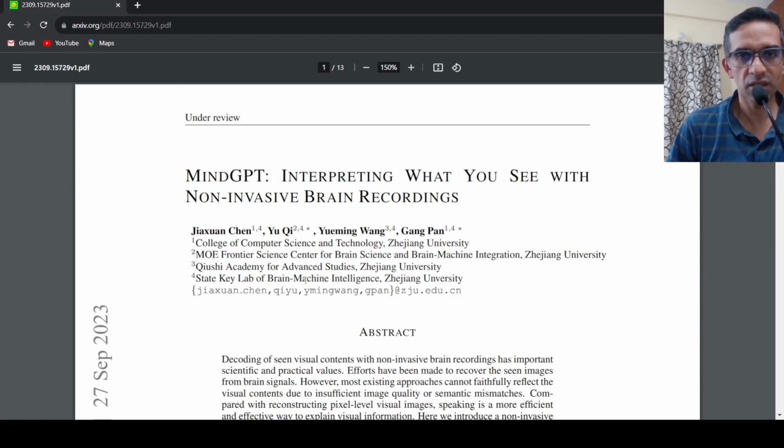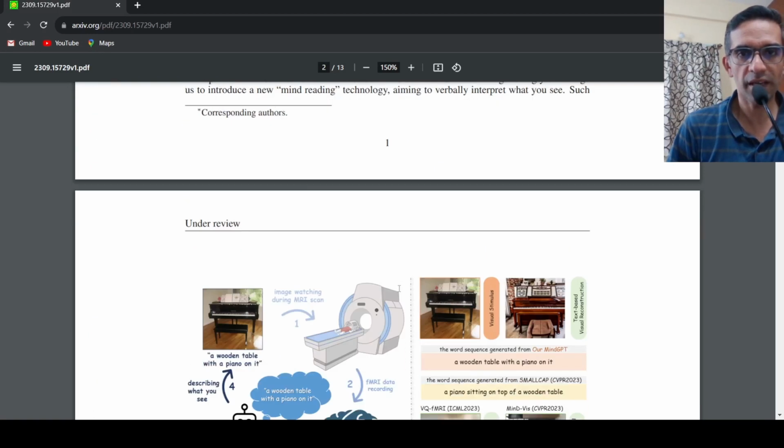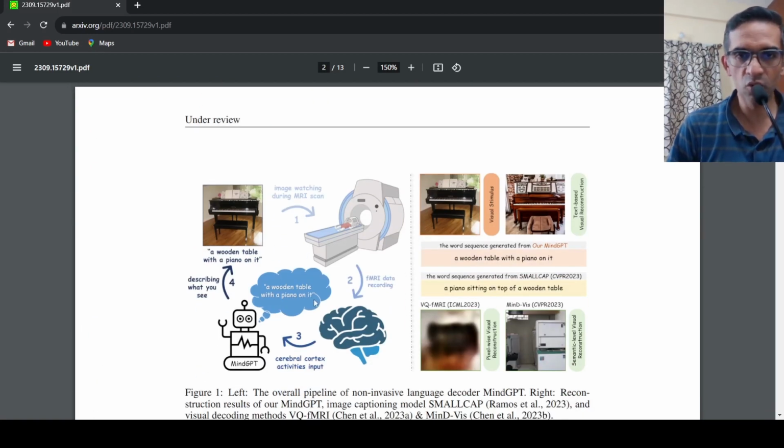Okay, so this is from researchers from China, from Zhejiang University. This paper is under review, but it is still very fascinating. Okay, so previously there was some work of taking an fMRI signal and then giving it to some diffusion models to regenerate this image which the person might have viewed when the fMRI recording had taken place. But here it is about describing that image through text. Okay, so that is the idea over here, right?